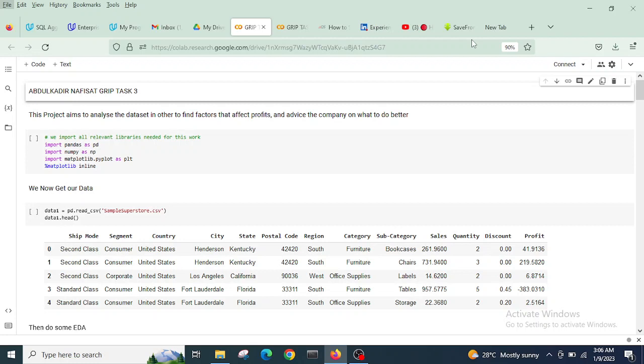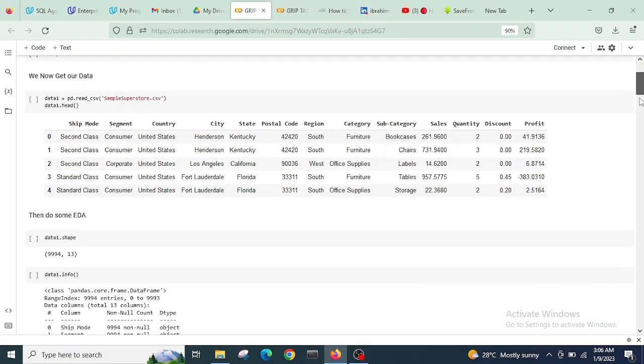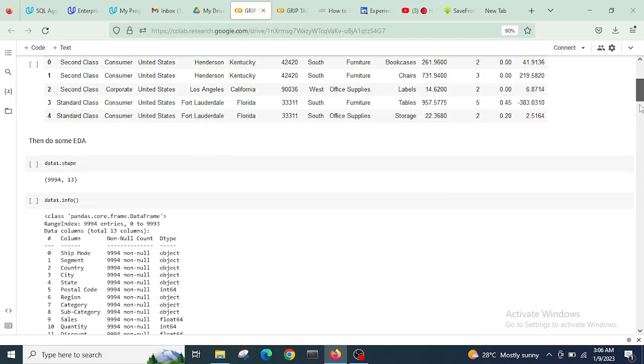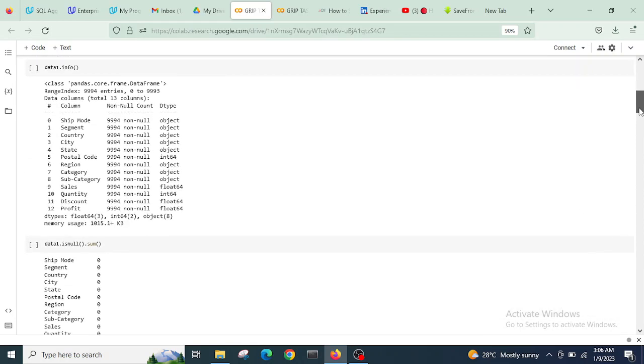Then we get our data sets, and in this case we're not using a URL. We had our data set in CSV format and we're reading it as a CSV file, and then we do a data.head to see the first 5 rows of this data set and what it looks like. Then we do a .shape on this data set, and we can see that it's a data set of 13 columns and 9,994 rows.